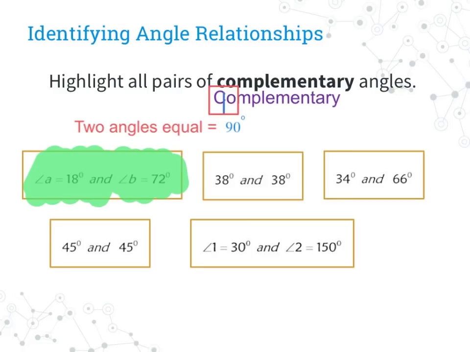38 and 38 don't add together to give me 90, so they're not complementary. 34 and 66 add to 100, so they're not complementary. 45 plus 45 does equal 90, so they're complementary. 30 plus 150 gives me 180, so they are supplementary.